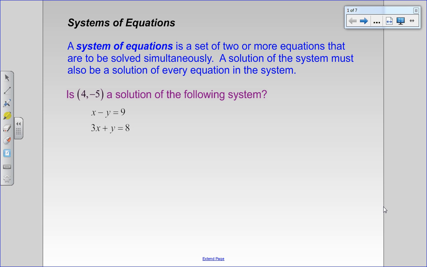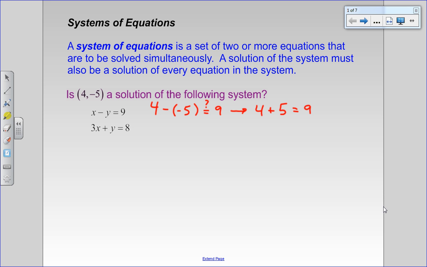First, let's test the ordered pair (4, -5) in the equation x minus y equals 9. We can replace x with 4 and y with -5. And when we do so, we see that the equation 4 plus 5 equals 9 is true. Therefore, the ordered pair (4, -5) is a solution of that equation. But we don't yet know if it's a solution of the system.